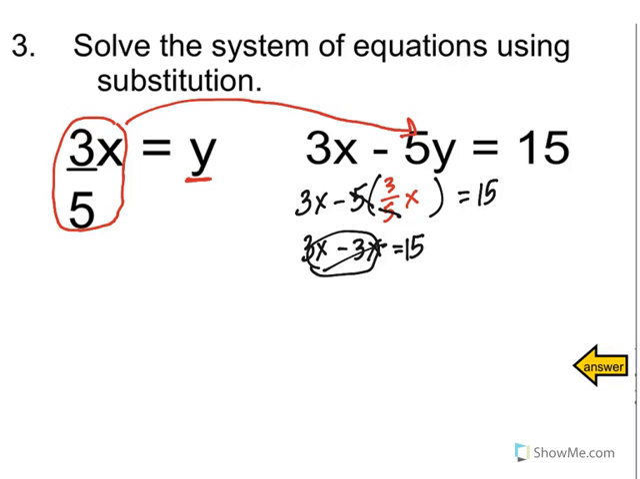3x minus 3x, that goes away, so it leaves me with 0 is equal to 15. That is not true. So the variables canceled, but now I was left with a false statement. So this would be no solution. This would indicate that these two lines are parallel, and so they will not have any intersection points. So no solutions.